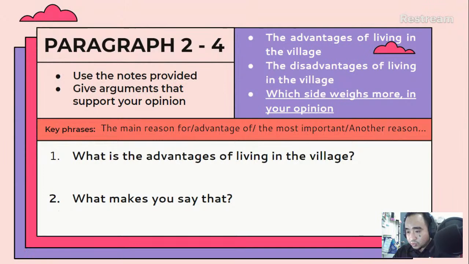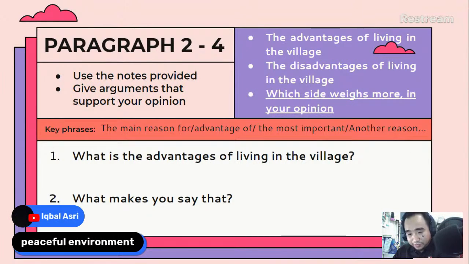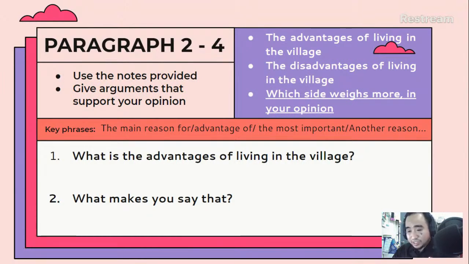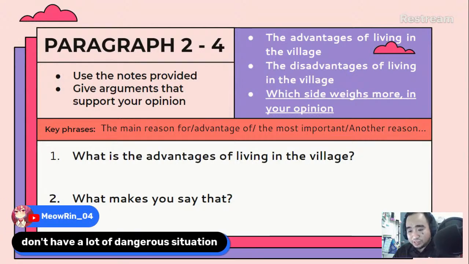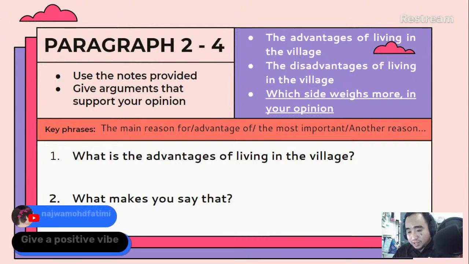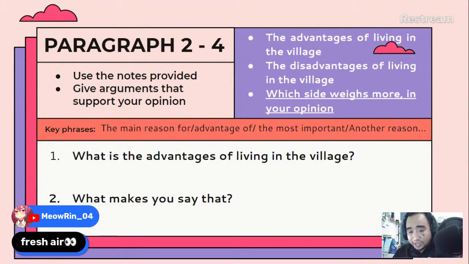What is the advantages? So fresh air, because there's no automobile exhaust and drainage ditches. Okay, peaceful environment. And then what makes you say that? There is no air pollution. What makes you say that? Okay, don't have a lot of dangerous situations. Gave a positive vibe. How? More peaceful, fresh air, don't have a lot of cars.